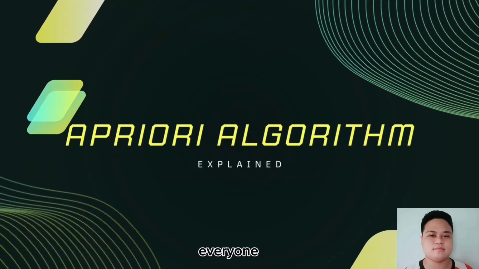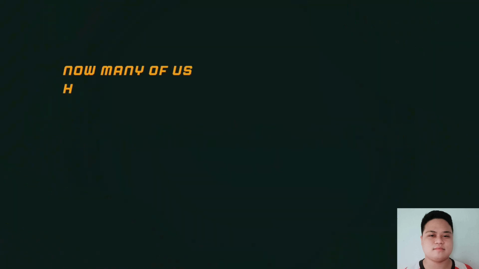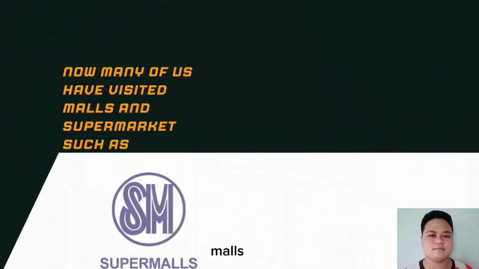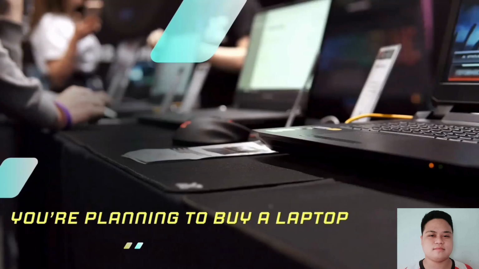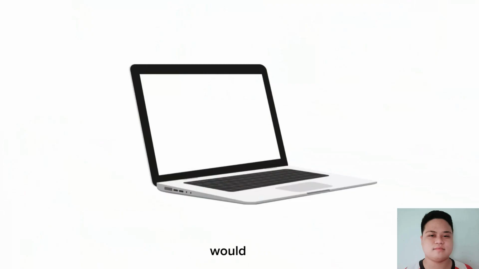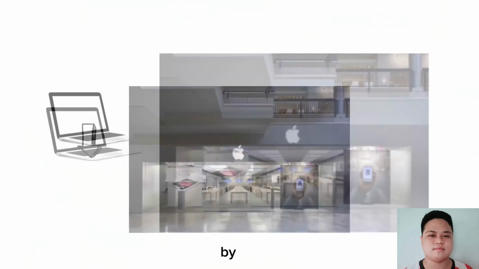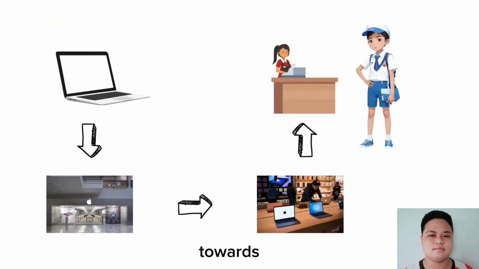Hello everyone, and welcome to this interesting session about the Apriori algorithm. Now many of us have visited malls and supermarkets for household needs. Well, let's say that we are planning to buy a new laptop. What we would typically do is search for a model by visiting the mobile section of the store, and then select the product and head towards the billing counter.